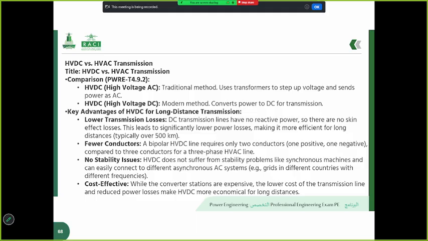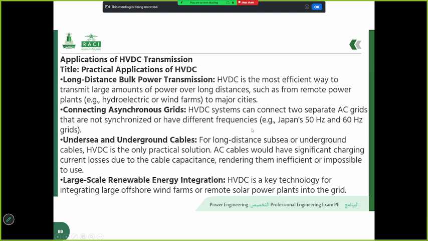For long distance underground and undersea cables, HVDC is often the only practical solution. AC cables would suffer from severe losses due to the cable's capacitance, making them inefficient or unstable.